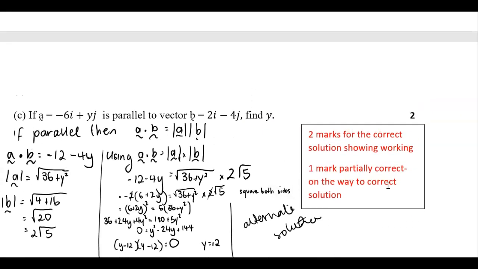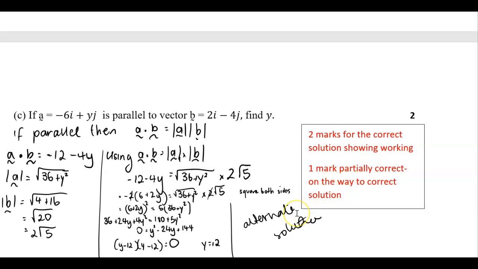Okay, part C. Our previous question was perpendicular. This one is parallel. So we've got two vectors, A and B. They're parallel. We want to find y. Y is unknown in vector A. Again, a 2 marker. 2 marks for working correctly. 1 mark if you partially got the correct working out.